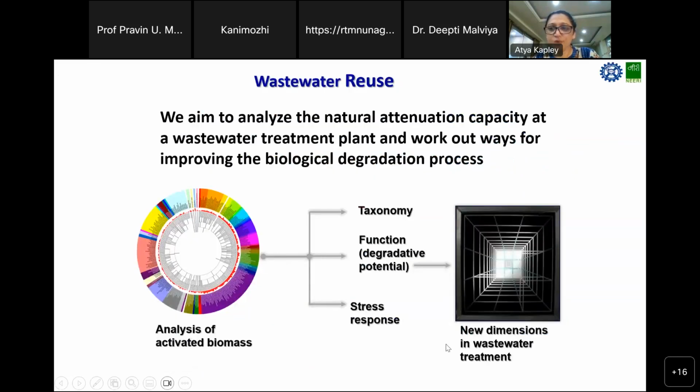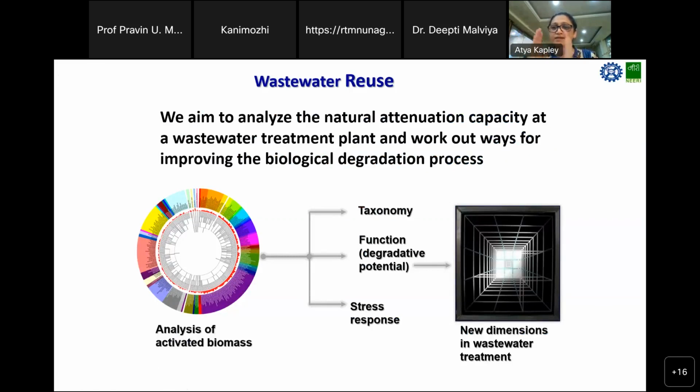Basically what we do is we look at the natural attenuation capacity. When I say natural attenuation, it means the bacteria actually already have the degradative capability, but nobody knows of it. When we talk to the engineers about treatment plants, they use the activated sludge process.